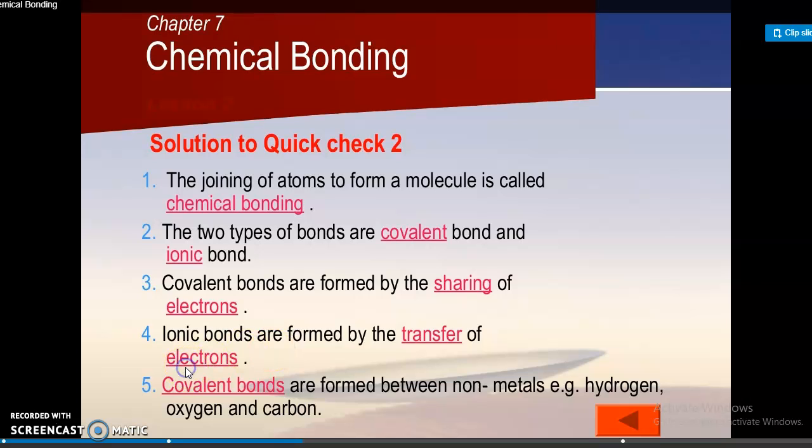So overall, let's have the recap. We have discussed two types of bonds, ionic bonds and covalent bonds. Ionic bonds are made by the complete transfer of electrons between metals and non-metals, while covalent bonds are made by the sharing of electrons. This was about the two main types of chemical bonding, covalent bond and ionic bond.